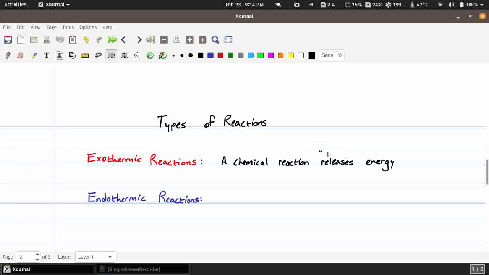Hang on, let me fix this because that doesn't grammar right there. Okay. Endothermic reactions require energy before occurring. So we can say that it's a chemical reaction that absorbs energy before occurring.